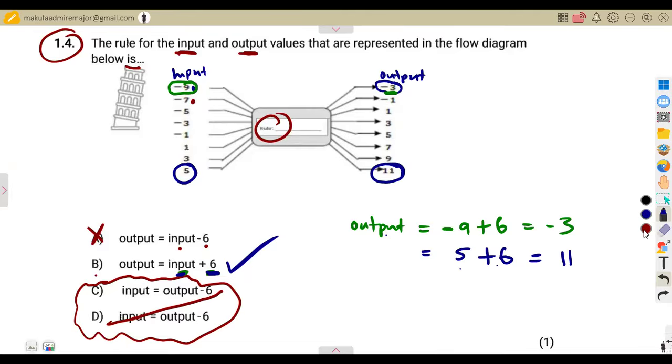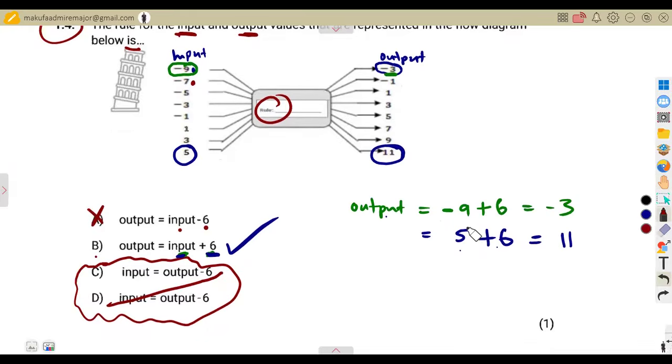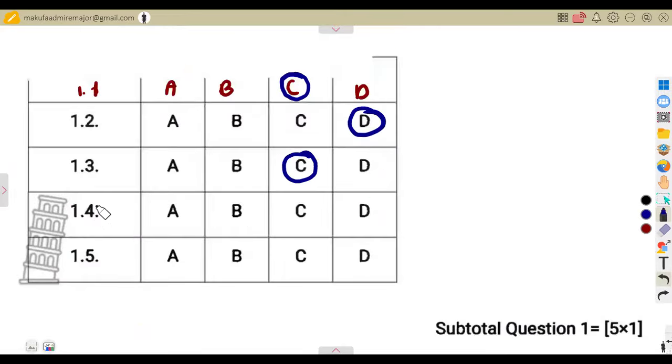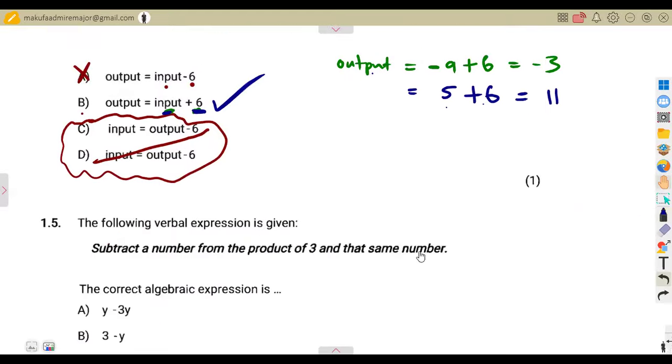So the answer, we're going to circle B, 1.4. That's a B. So you just circle that part. Remember, this is the instruction that you are given. All right. So, okay, where is that part here? 1.4B. All right. So that was our question. Let's move on to 1.5.